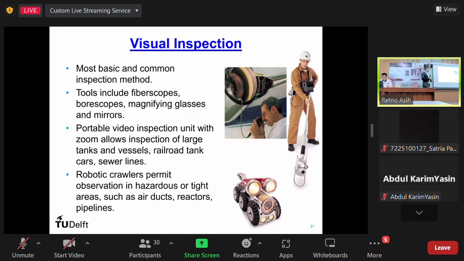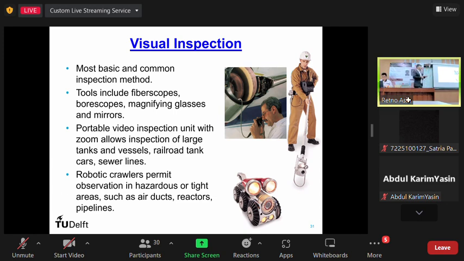Right? So this is visual inspection, one of the most widely used inspection methods, which is also being used now in structural health monitoring. It's the most basic and common, and there are some tools that have been developed to make it easier, not only by the naked eye, but also using some tools that are being developed.